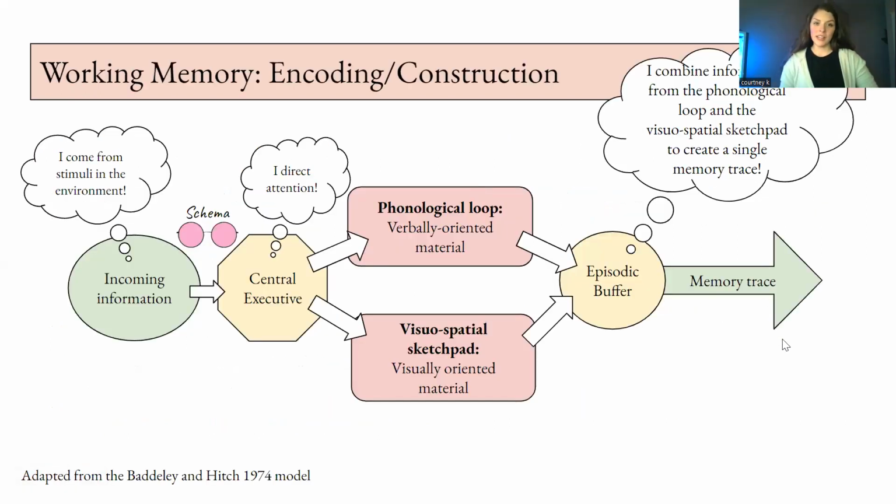So, the first part, working memory. This is encoding and construction. This is when we're taking in the information, and there you have our schema, which is the filter we use for the incoming information. The boss of this whole process is the central executive, which directs attention and where things are stored. From there, it goes either to the phonological loop, which is verbally oriented material, or to the visuospatial sketchpad, which is visually oriented material. Once information is processed and categorized, it comes together and goes through the episodic buffer, which combines the two sensory inputs and creates a single memory trace.